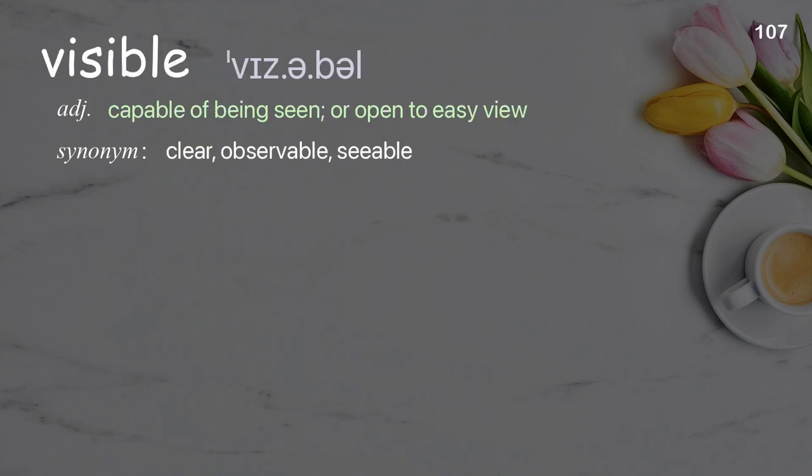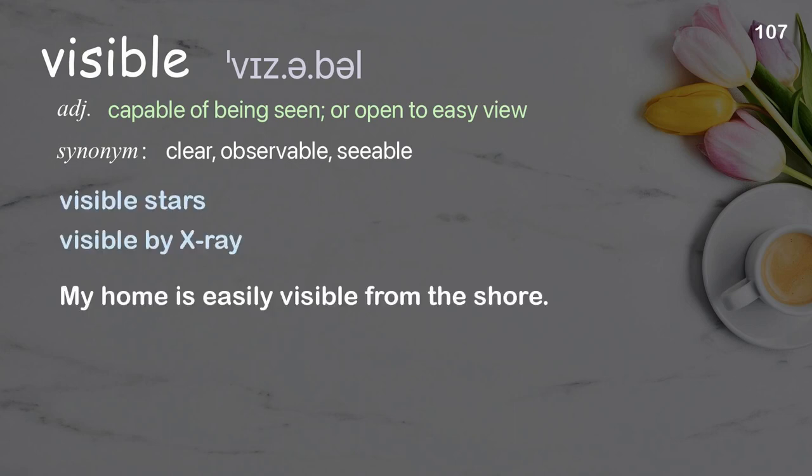Visible. Capable of being seen or open to easy view. Examples: Visible stars, visible by X-ray. My home is easily visible from the shore.